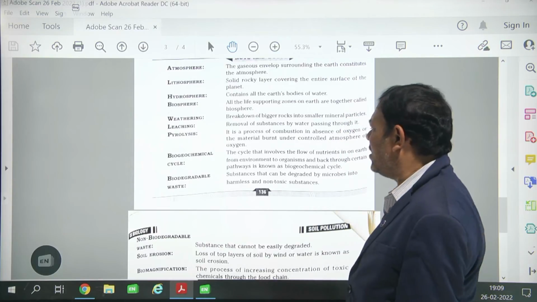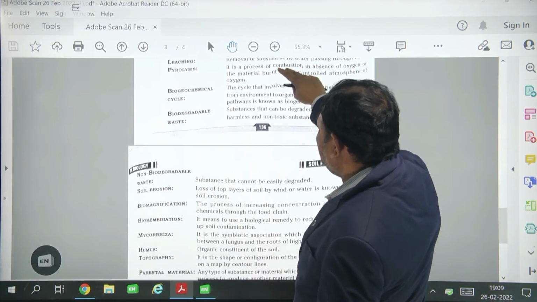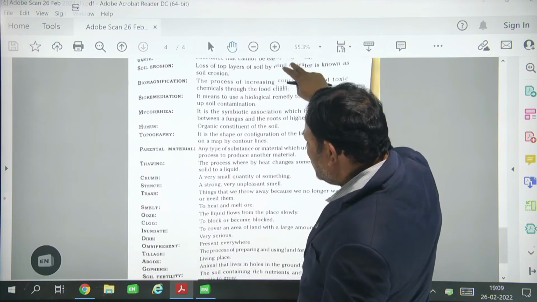Biogeochemical cycle. Next, biodegradable substances.